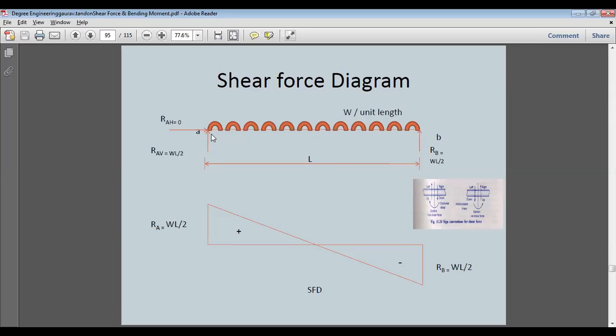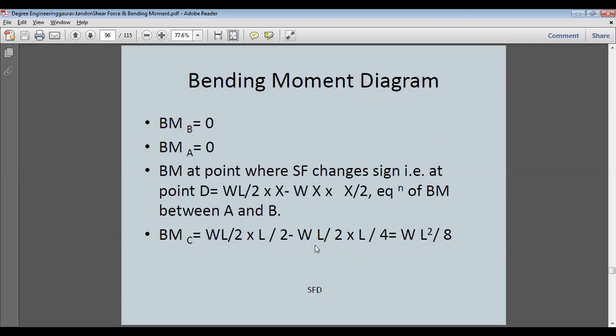From here we can see the left section will be positive because it's having an upward direction. This section will be under positive shear force, whereas the right section will be under negative shear force. So we'll be having WL by 2 here and WL by 2 here, and we'll connect these two, and we'll find that this center point will be having no force because the shear force will turn direction from here to here.